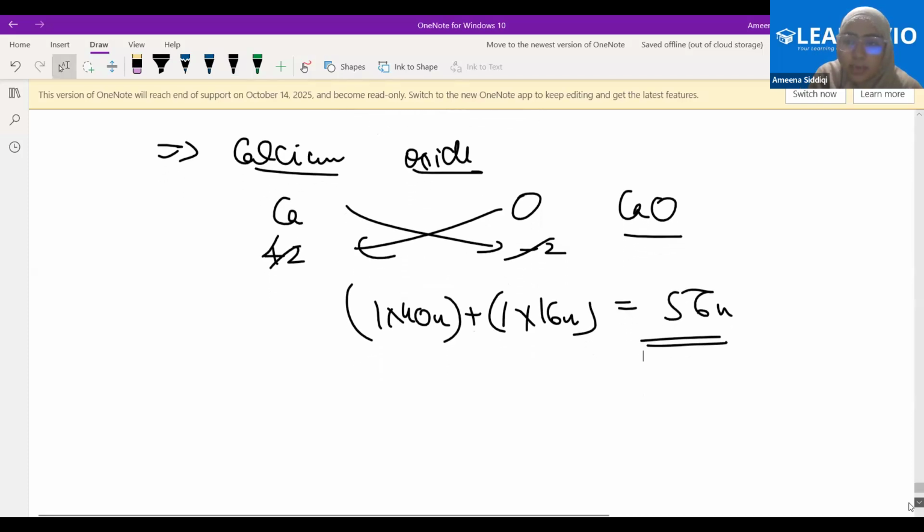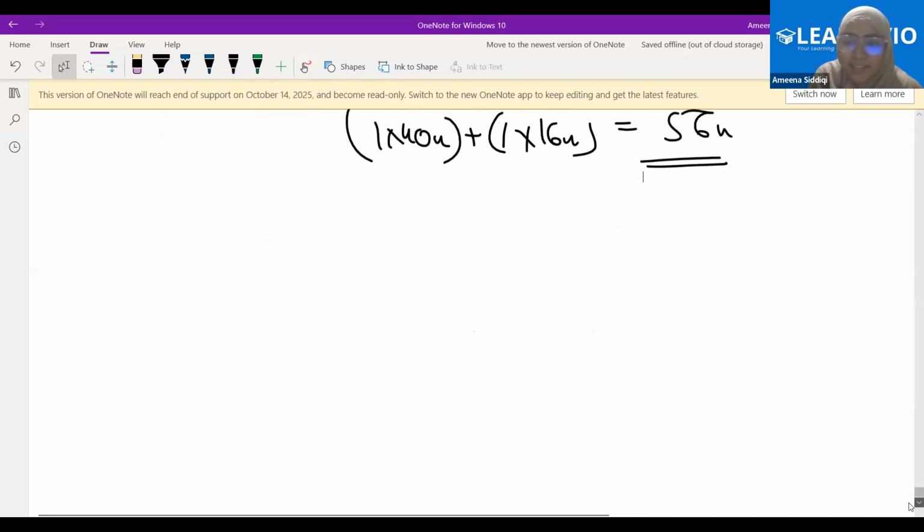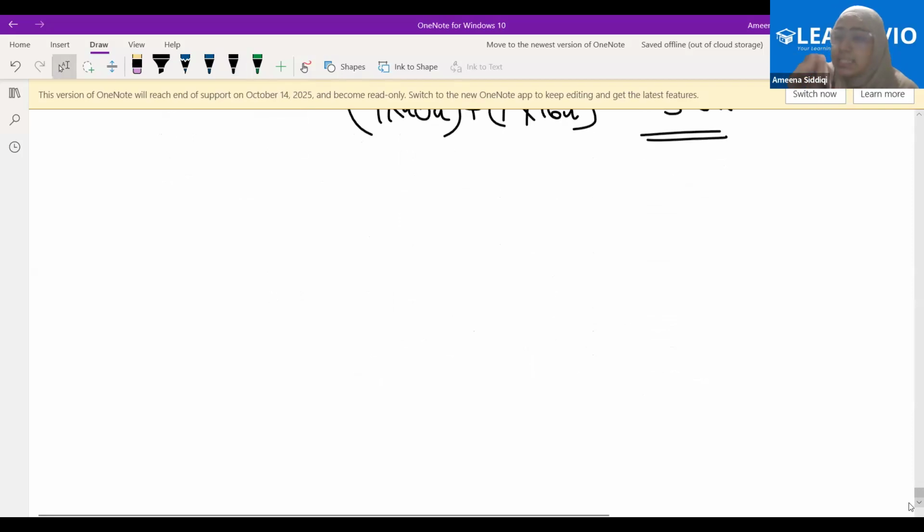Where are you getting 2 calcium atoms? Ma'am, I thought it was 2. No worries. This is just practice. Currently, practice the chemical formula first. Molecular mass, to calculate molecular mass is really easy.